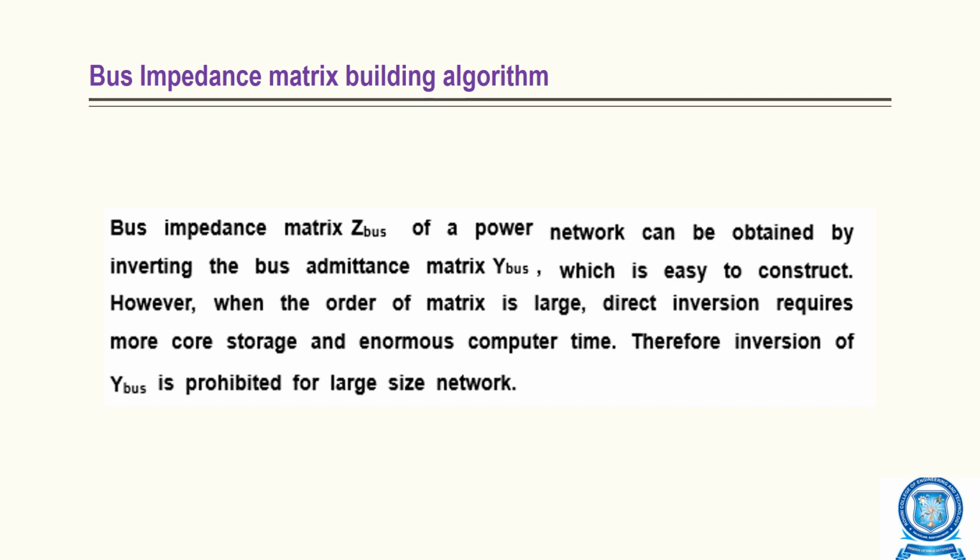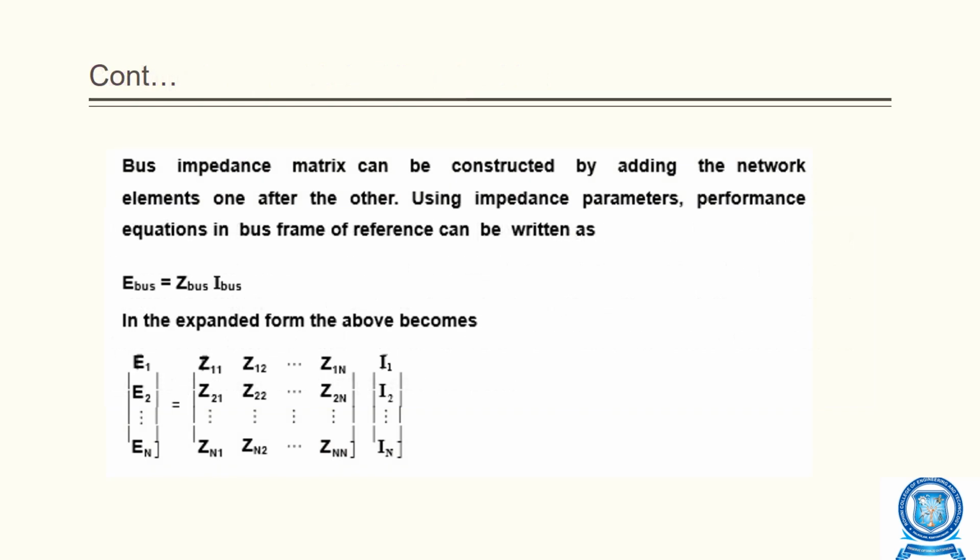The bus impedance matrix of a power network can be obtained by inverting the bus admittance matrix, which is easy to construct. However, when the order of the matrix is larger, direct inversion requires more core storage and enormous computer time. Therefore, inversion of Y bus is prohibited for large size networks. The bus impedance matrix can be constructed by adding the network elements one after another, one by one.